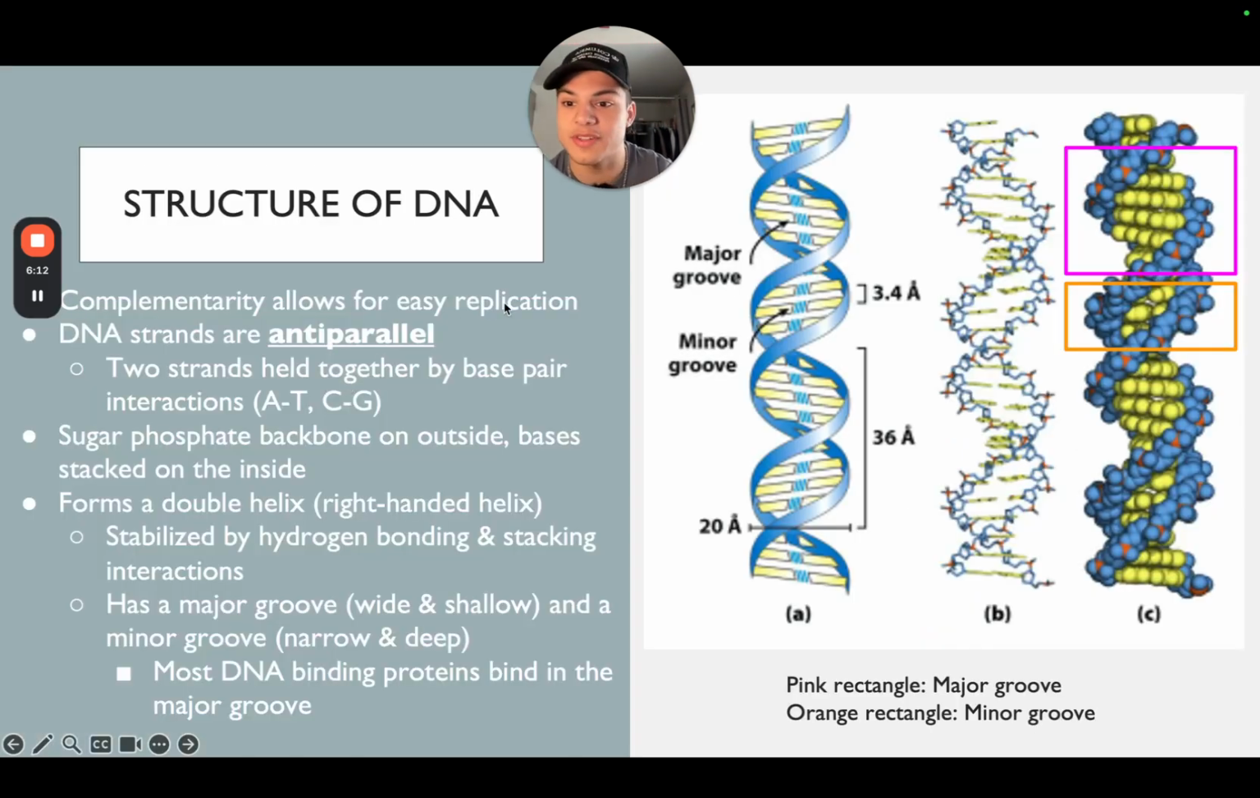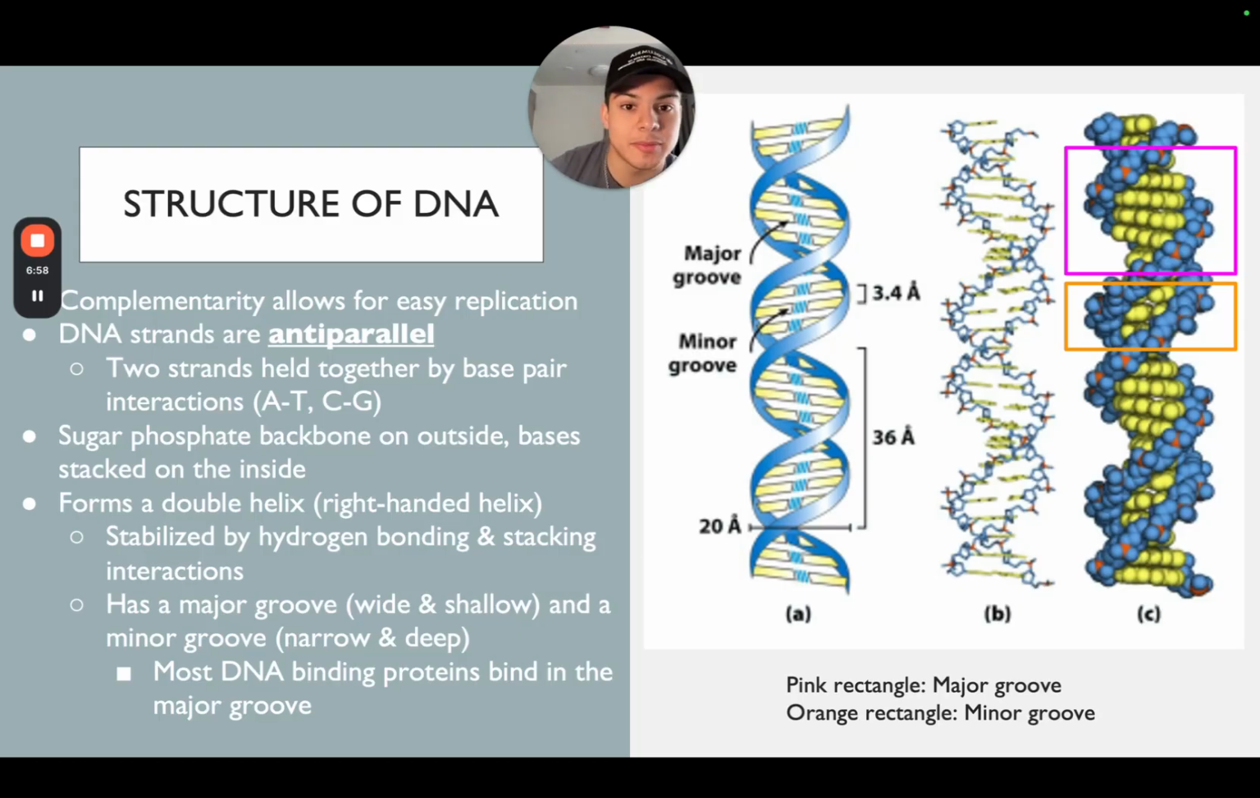Okay, so the structure of DNA. Complementarity allows for easy replication of the DNA, and you end up forming template and non-template strands. The DNA strands are anti-parallel. What that means is we'll split the word up into two: anti and parallel. Parallel just means that they're never going to intersect, but anti means that they're going in the opposite direction. And remember, DNA has that 5-to-3 polarity. For example, with the bottom strand, the 5' is on the left and the 3' is on the right, so it's going from left to right. Whereas the other strand is going the opposite direction: the right is the 5' now, and this is the 3'. So if we stack them together, they're going in opposite directions. That's what the anti means.